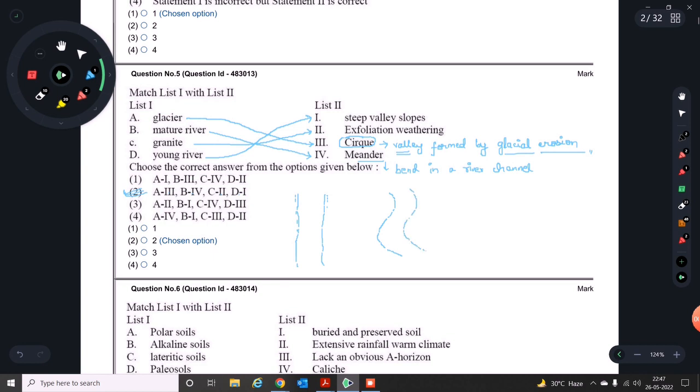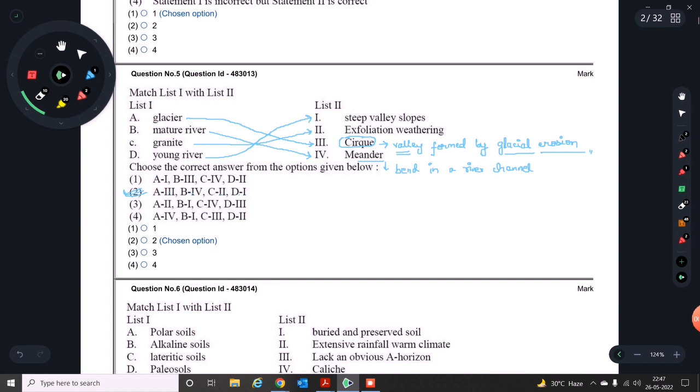Alright, like this. It will develop bends. So these bends are known as meanders that develop in the river channel. I will let you all write down a few points here that are really important, and many a times we see questions coming up from these topics in many different exams.